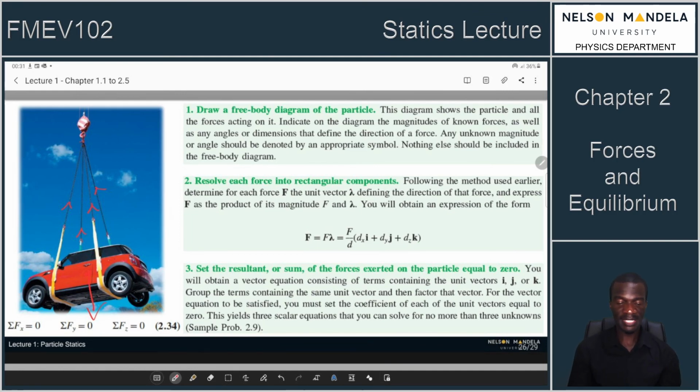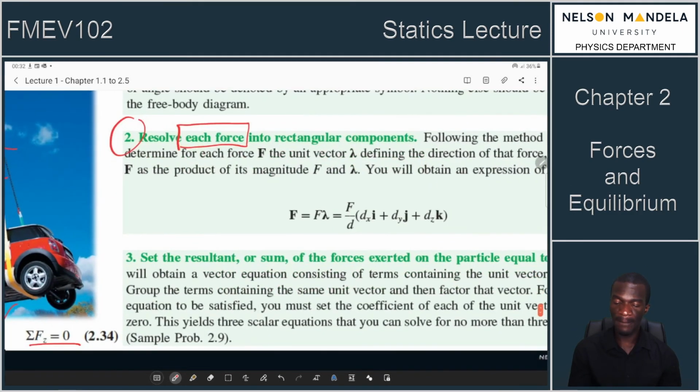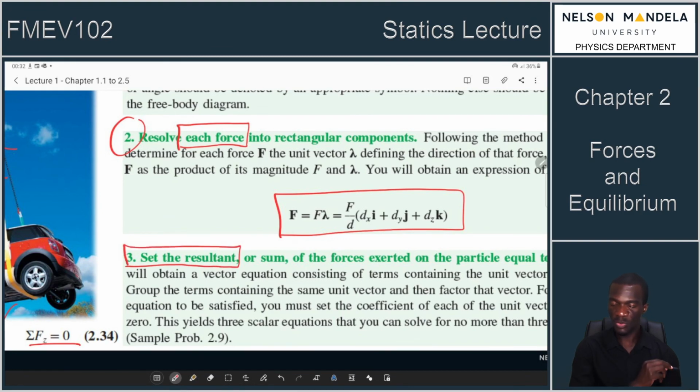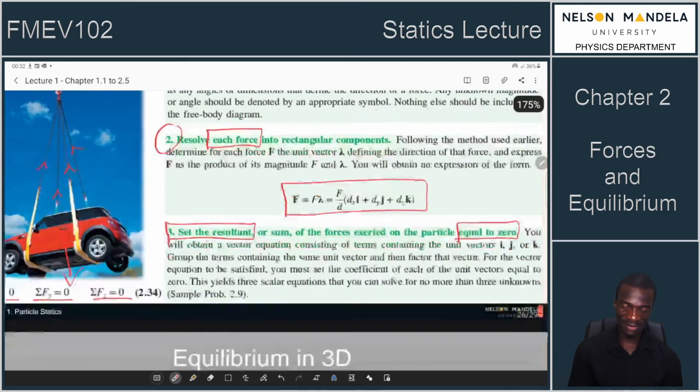So this means that in this practical application, the sum of all forces in the x, the y, and the z must add up to 0. So for you to come up with your equilibrium calculations, you need to draw your free body diagram. Resolve each of the forces systematically into rectangular components. So this is your definition of resolving them into rectangular components. Then you set the resultant or sum to 0, right? Set your resultant or sum to 0, and you're done with the equilibrium condition.